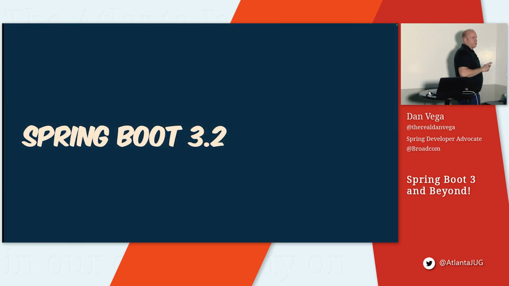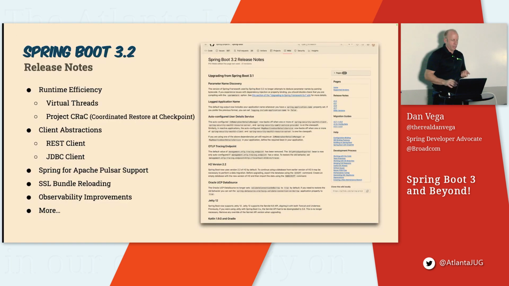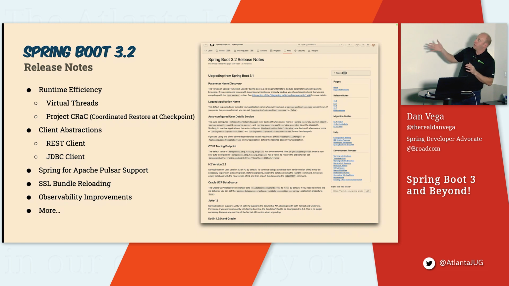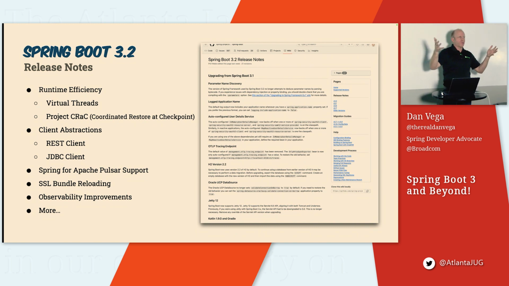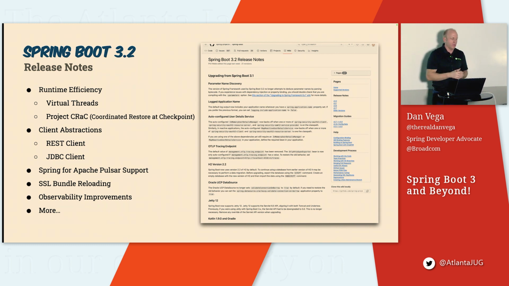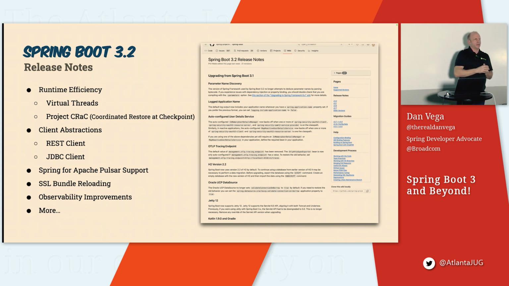Now I want to jump into Spring Boot 3.2. So this came out in November of last year. And one of the things I like about our release notes is they're all pretty similar. So when a new release for Spring comes out, check out the release notes. It tells you, okay, if you're coming from a previous version, here are the things that you need to know. Here are the new features that we're introducing. And here are any things that might have been deprecated to understand.